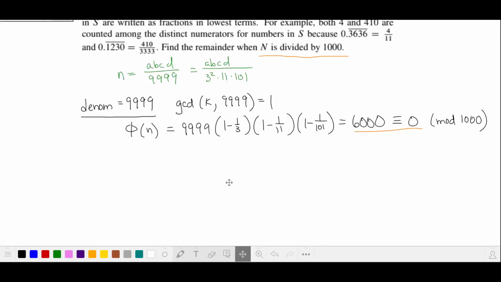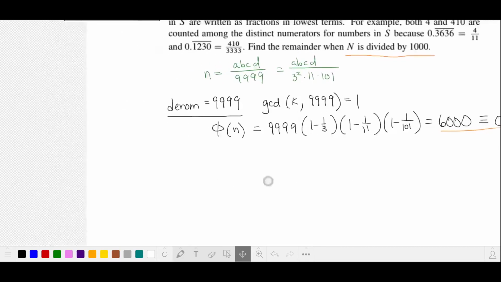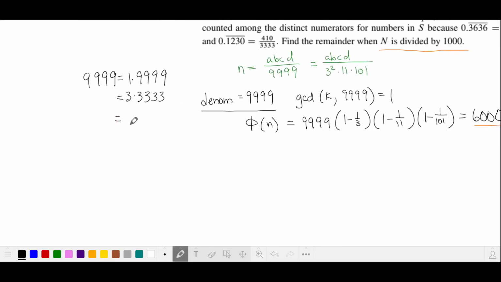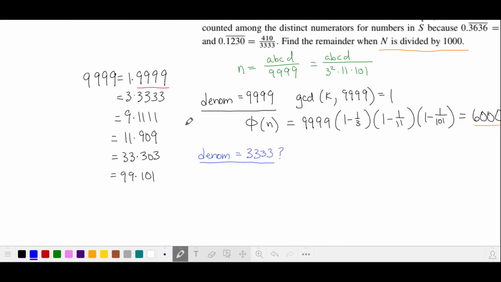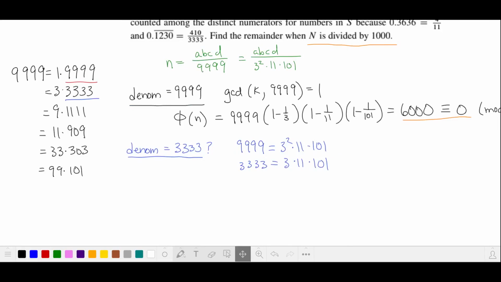Now we're going to continue to do casework on the value of our denominators. Let's keep track of them by writing the product pairs off to the left. The next denominator that we could have with canceling is 3333. Because 3333 shares all the same primes as 9999, if a number is relatively prime to 9999, it's also going to be relatively prime to 3333. All those numerators that we found for 9999 can also be found with a denominator of 3333, and so they won't be unique, and we don't need to check this case.